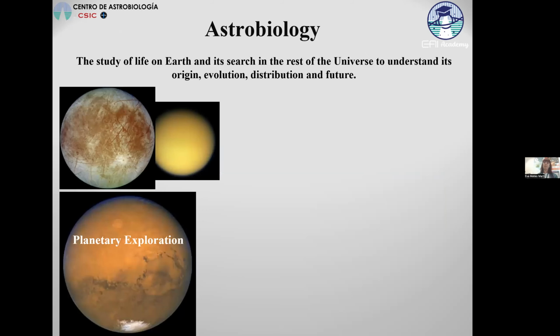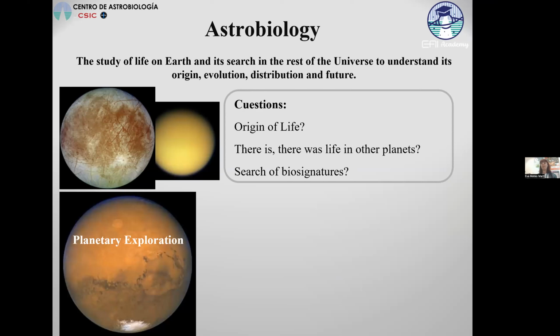So what is astrobiology? One of the definitions could be the study of life on Earth and its search in the rest of the universe to understand its origin, evolution, distribution, and future. Furthermore, the question that comes is how to study the origin of life, if there is, or there was, life in other planets, and furthermore, these days, the interesting field of searching for biosignatures.